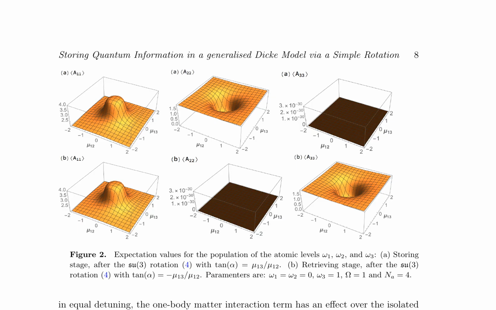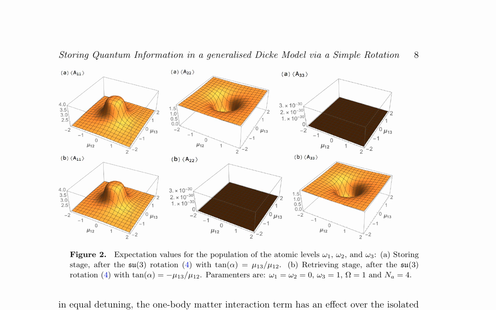In the context of storing quantum information in a generalized Dicke model, a simple rotation is employed to facilitate the process. The expectation values for the population of atomic levels omega-1, omega-2, and omega-3 are illustrated in Figure 2, both during the storing stage and the retrieving stage, with parameters omega-1 equals omega-2 equals 0, omega-3 equals 1, omega equals 1, and Na equals 4. The effect of the one-body matter interaction term on the isolated atomic level is examined, revealing similar results for both configurations through numerical diagonalization of the Hamiltonians.